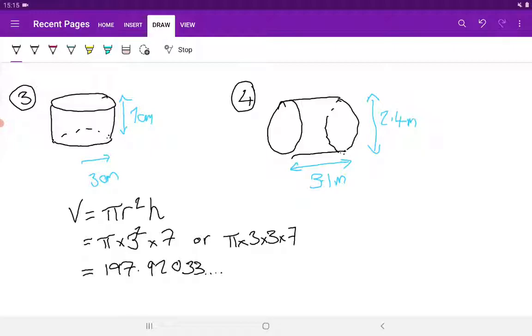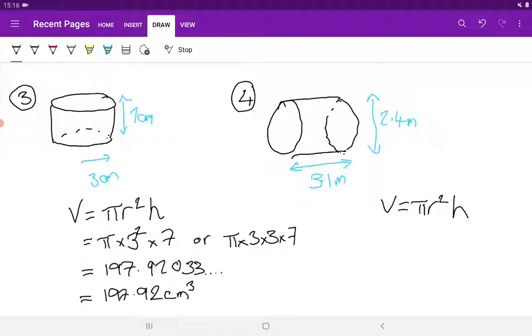So we've got pi times 3 squared times 7, and I get 197.92033, and so on. Then we're going to round our answer sensibly, and double check whether or not each question you're doing asks you to round it to a certain number of decimal places. This one I'm going to round to 2 decimal places, so I'm going to have 197.92 cubic centimetres. Again, look at my lines of work: I've got my formula, I've got my numbers in place of the letters, I've got my unrounded answer, and then I've got my rounded answer.